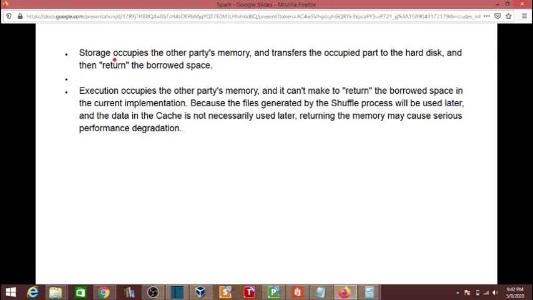But if the execution process borrows some space from the storage, it will not return it, because this space can be used in the shuffling process, and the execution process is not going to free up this space until the complete process gets executed. So it can be used later.